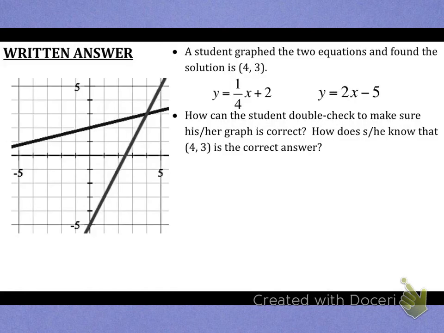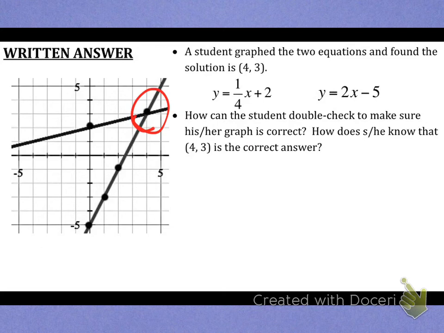All right, next. Number 3, a student graphed the two equations and found the solution. So they graphed y equals 1/4 x plus 2. I see the plus 2. I see the 1/4. Okay, so they graphed it correctly. I see the other one right over here has a y-intercept of -5 and a slope of 2/1. I see that. Perfect. So they graphed it correctly, which means that this is indeed the correct solution right here. And they called that (4, 3).